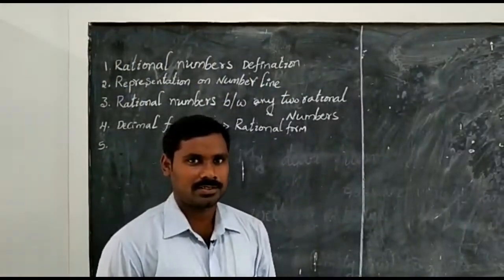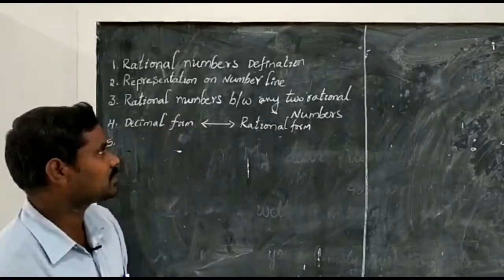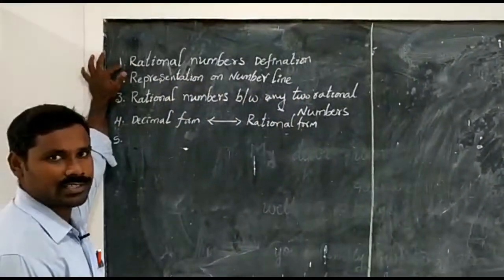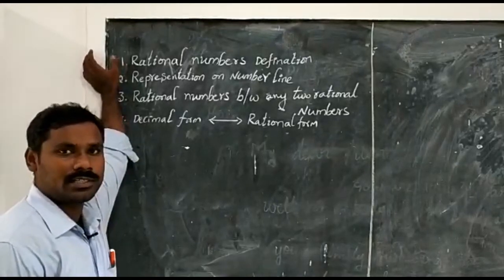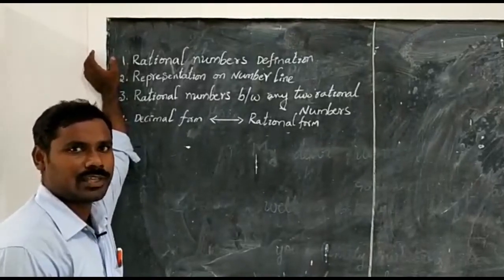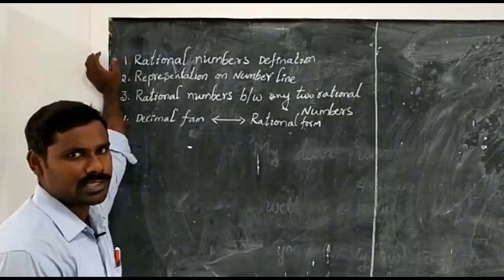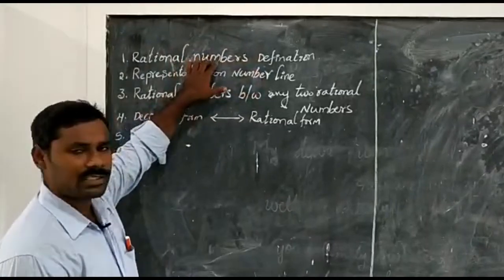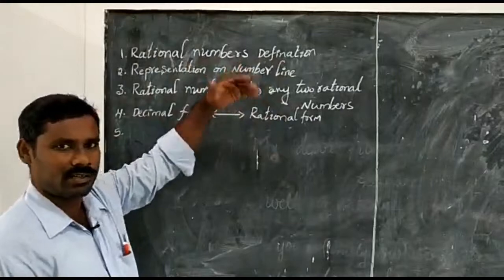Students, in the first class we completed rational numbers. Now irrational numbers. Before going to that, what is the definition of rational numbers? Any number written in the form of p by q, where q is not equal to 0 and p, q are integers, is called a rational number. And how to represent these rational numbers on the number line, we already completed in the last class.